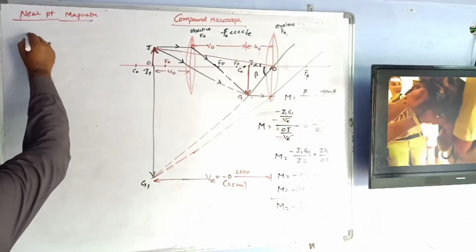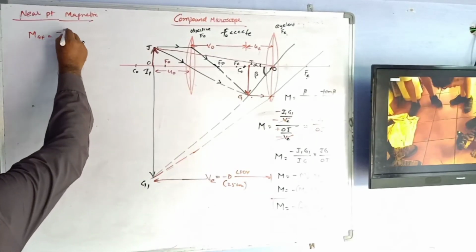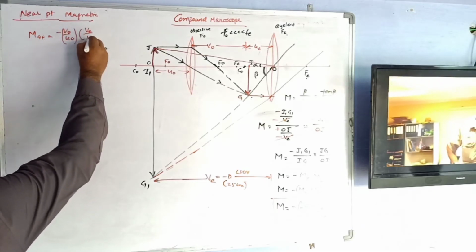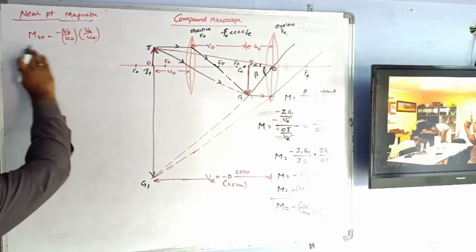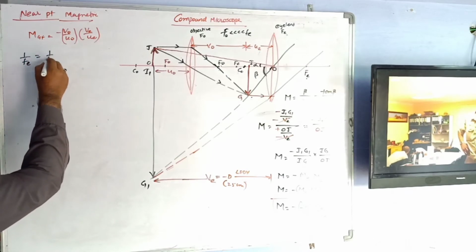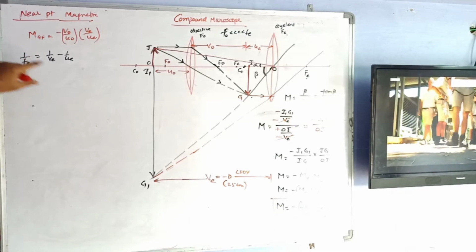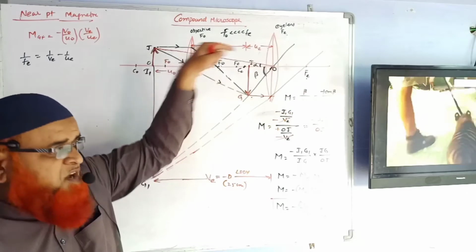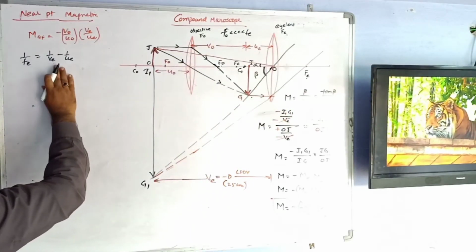Now, as you know, the general formula which I am going to write is minus V0 by U0, and this is VE by UE and so on. So now what am I going to do here? As I said, I am going to write 1 by FE is equal to 1 by VE minus 1 by UE. This is the lens formula for the eye lens, not for the objective.